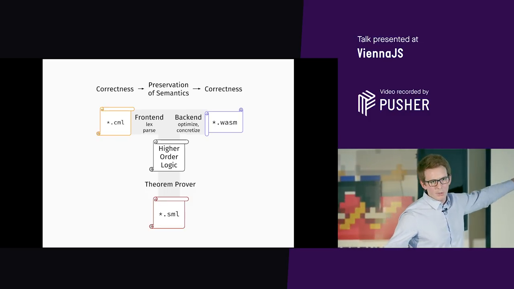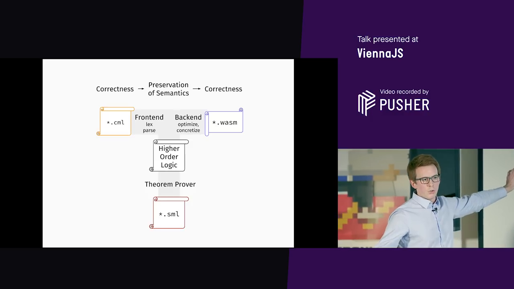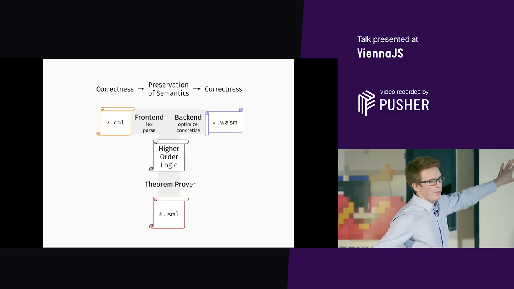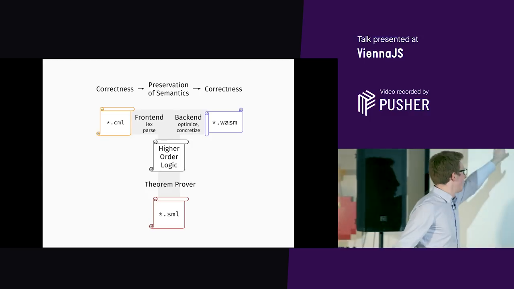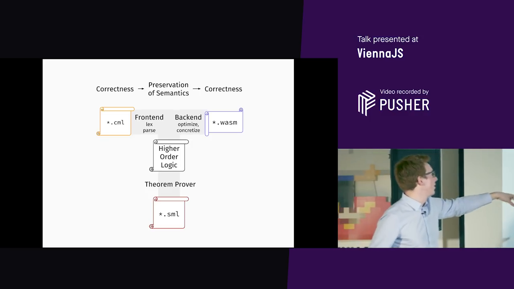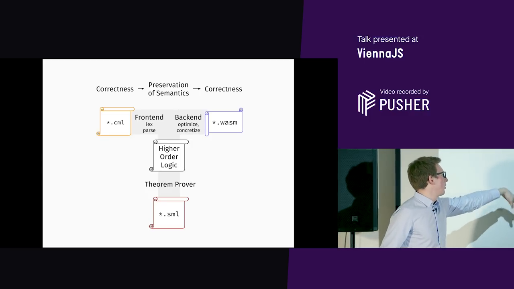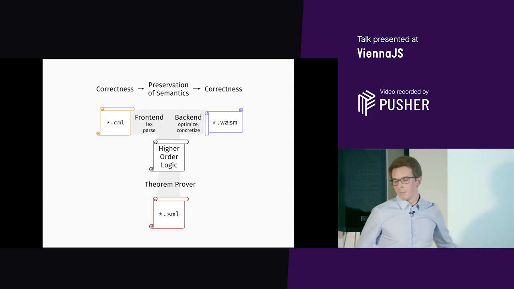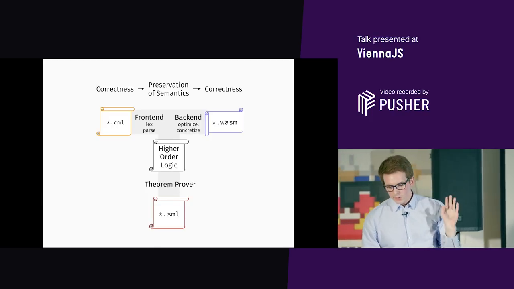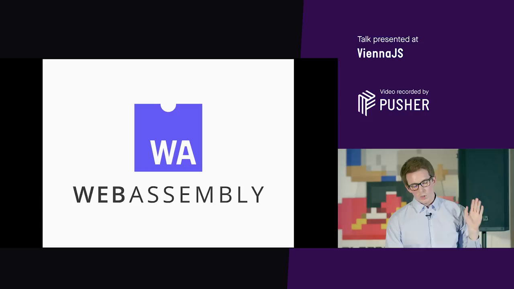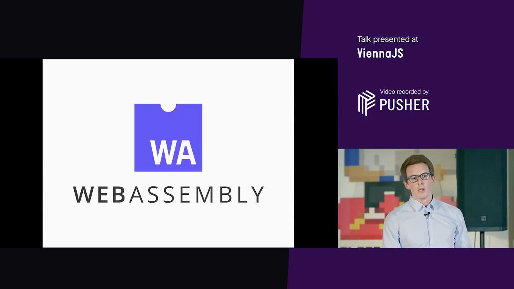Are there any questions about this graph? You should get this before we go on. So we have a compiler that's set up like this, and it runs in SML and through a theorem prover called HOL. Okay, so I assume that that's fine, and we'll now briefly introduce WebAssembly.